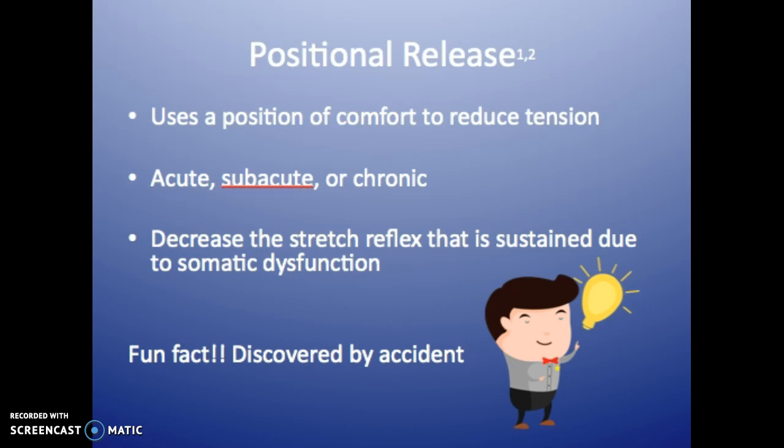So that's a lot of the times where it's not as aggressive. In acute settings, when you have that decreased range of motion, it's something that can be used as well as chronically over time. It is trying to decrease the stretch reflex that is sustained due to somatic dysfunction. So basically what that means is any muscle that's having this dysfunction is in a constant stretch reflex, and so it creates tension in the muscle belly and can also create adhesions, which decreases range of motion.